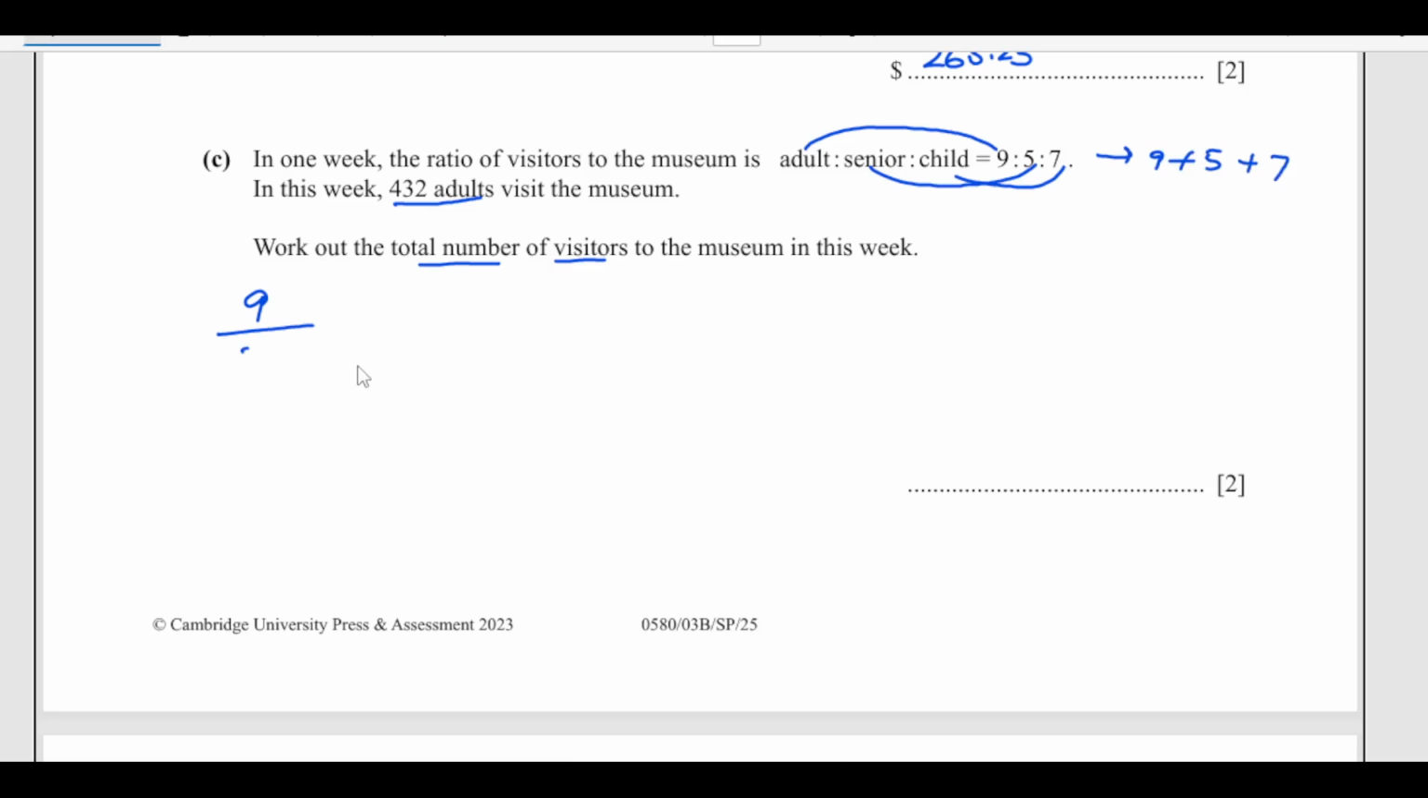So this is 21, and we don't know the total number of visitors. Let's say the total number of visitors is x, right? So this is equal to 432. So we can find out the total number of visitors: 432 times 21 over 9, so it is 1008.